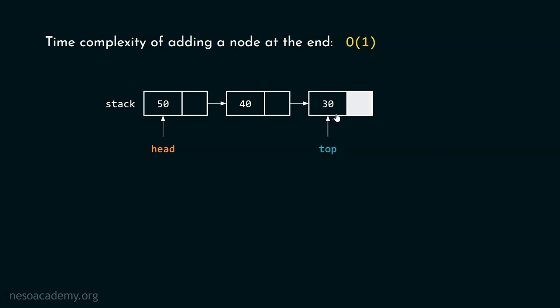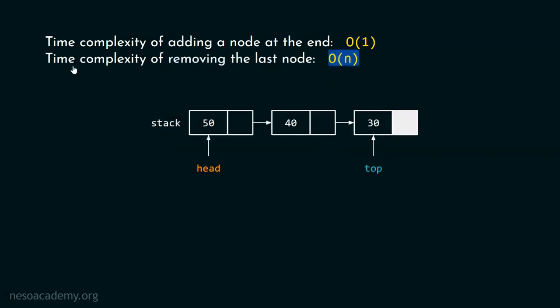But what about removing the last node of the linked list? It is not difficult to see that the time complexity of removing the last node is order of n. But why is that so? How will we make this pointer point to this node? We don't have the address of this node, right? For this we need traversal. In order to get the address of this node and in order to make the link part of this node null, we need the address of this node. For this, traversal is required.